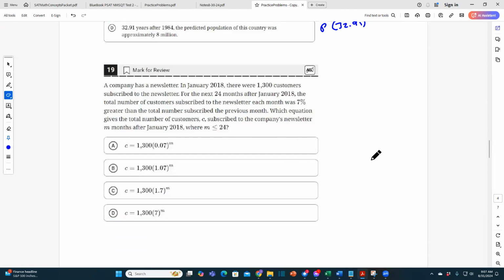All right, this one, the company has a newsletter. In January 2018, there were 1,300 customers subscribed to the newsletter. For the next 24 months after January 2018, the total number of customers subscribed each month was 7% greater than the total number subscribed the previous month. Which equation gives the total number of customers C subscribed to the company's newsletter M months after January 2018, where M is less than or equal to 24?